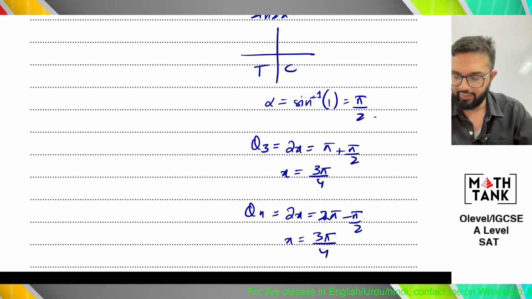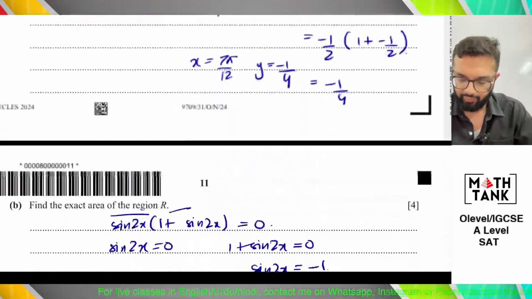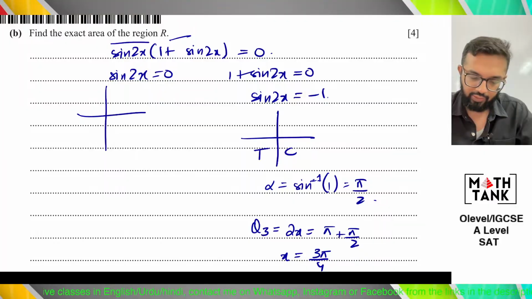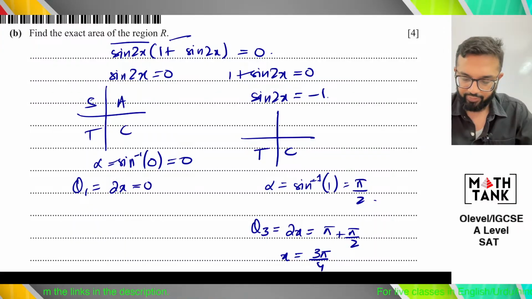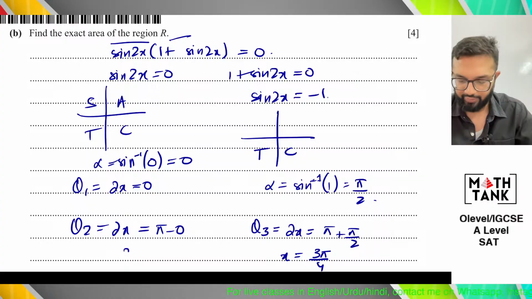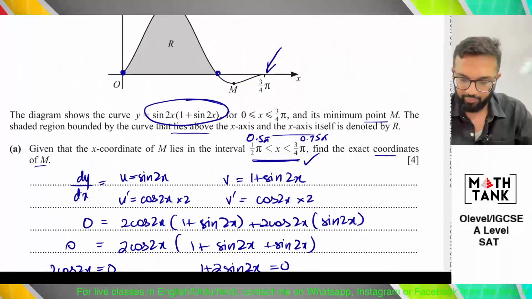Now I have to decide, because 3 pi over 4 can't be the right number. I don't have an area up till here. I want to find the earlier coordinate, so I go on and solve this. Sine inverse of 0 is 0. So quadrant 1 gives me 2x equals to 0. Quadrant 2 gives me 2x equals to pi minus 0. So x equals to pi over 2. So this has to be pi over 2.